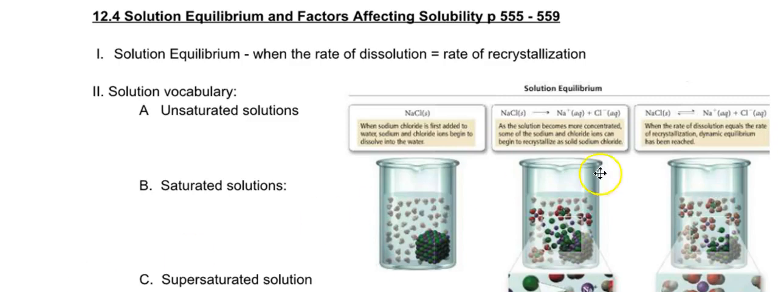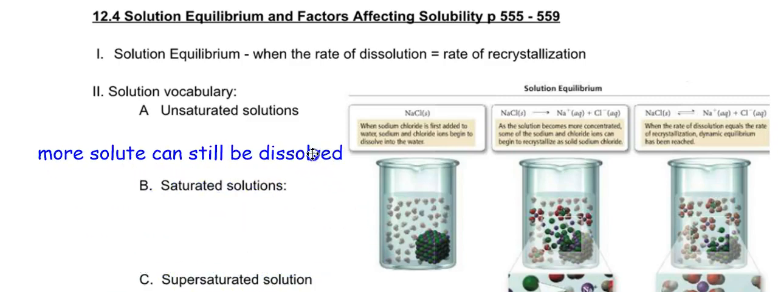So let's look at this right over here, solution equilibrium. When we first put a chunk of sodium chloride in the beaker of water, when it's first added, it begins to dissolve in water. And what does that mean? Can you continue to dissolve more and more sodium chloride? The answer is yes. So if you can continue to dissolve more sodium chloride, it's considered to be unsaturated, okay? But then what happens?